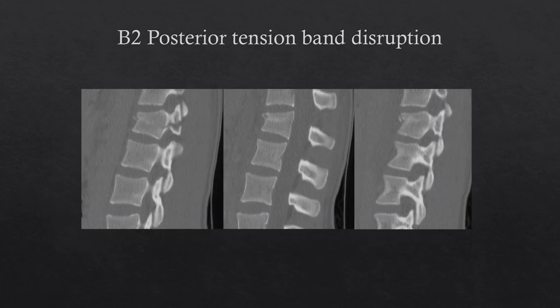A B2 injury is osseous and ligamentous failure of the posterior tension band together with some type of type A injury. So this would be an A1 injury because there's no retropulsion of the posterior vertebral body, combined with a fracture of the right lamina, ligamentous disruption of the interspinous ligament, given the widening here, probable injury to the ligamentum flavum as well, and malalignment of the facet joint, suggesting a capsular injury.